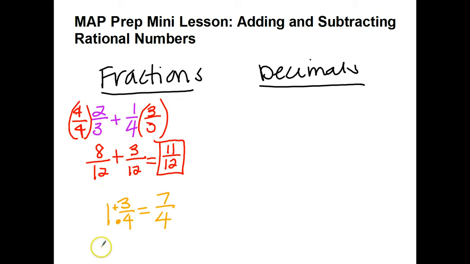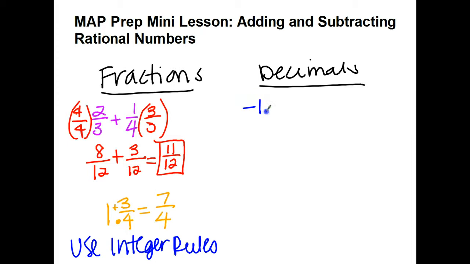When there are negatives and positives involved in fractions, you use your integer rules. There's another video talking about your integer rules if you forget what those are. Decimals, same thing. Same signs add and keep, different signs subtract.